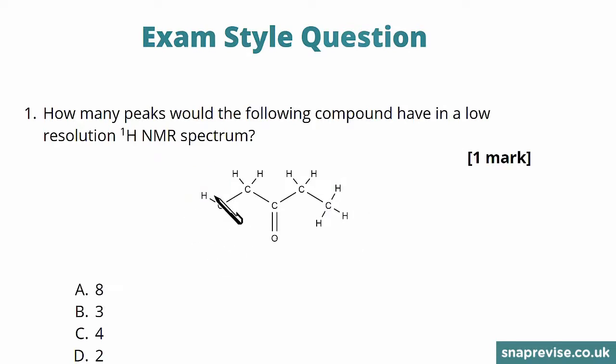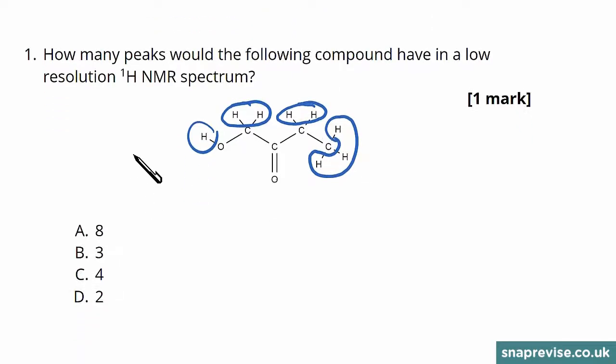So every carbon here provides a different environment for hydrogen, and obviously this hydrogen on the oxygen is also different. So we have one environment here, a second one here, a third one here, and a fourth one here. So that's 4 environments total, and that gets us the 1 mark for this first question.